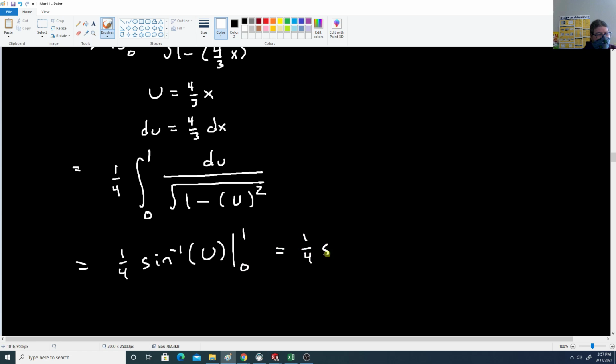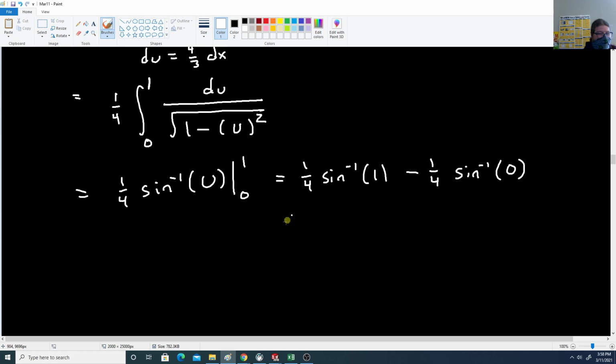Which will be 1/4 arc sine of 1 minus 1/4 arc sine of 0. So 1/4 arc sine of 1. Arc sine of 1 is pi over 2, because pi over 2 has y value 1, so this is 1/4 times pi over 2. And arc sine of 0, you say what angle of sine has 0? Well, sine of 0 is 0, so this whole term goes to 0. And we get 1/4 times pi over 2 is pi over 8 for our answer there.